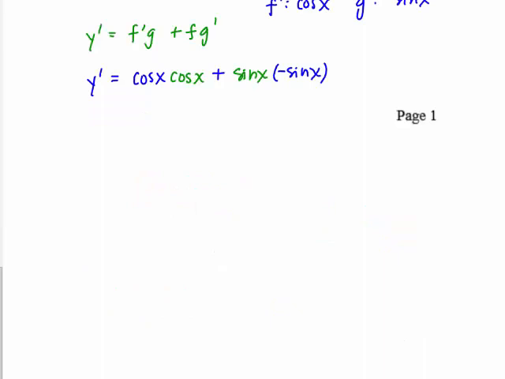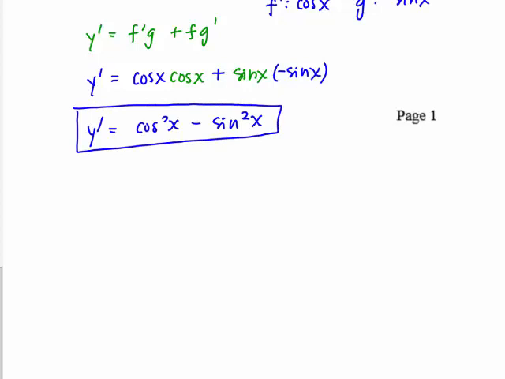Now we simply need to clean it up. So what's the first derivative? Y prime equals cosine squared x minus sine squared x. So there's our first derivative, using the product rule for sine and cosine.